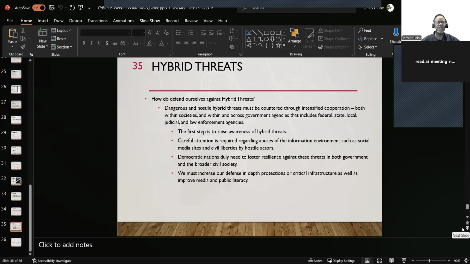And let's see, how do we defend against hybrid threats, hostile environments? The first step is to raise awareness. Democratic nations fully need to foster resilience against these threats through sharing of threat intelligence about these threat actors and their TTPs, and then deploy a defense in depth protection strategy, making sure that you protect your critical infrastructure, as well as improve public literacy, because a big part of hybrid threats is disinformation and misinformation.